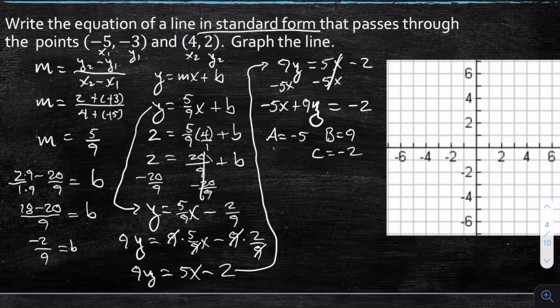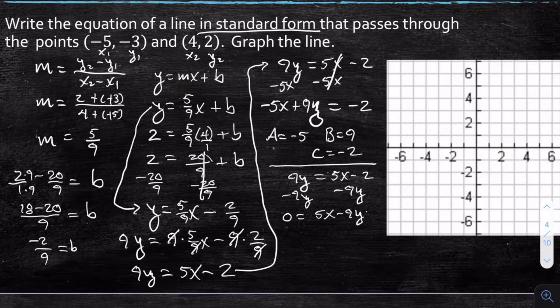Now I wanted to show you something a little bit different. What if, instead of subtracting 5x from both sides, we took that same equation, 9y is equal to 5x minus 2, and I decided instead to subtract 9y from both sides. And then I'd end up with this. 0 is equal to 5x minus 9y minus 2. Now I'm going to add 2 to both sides, and I end up with 2 is equal to 5x minus 9y.